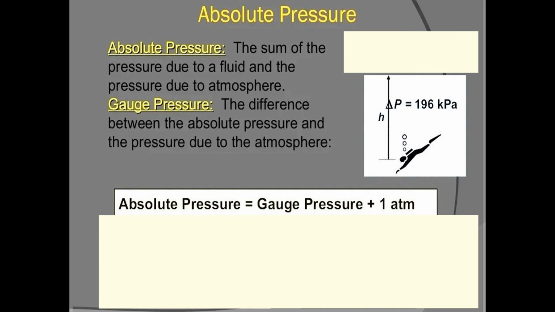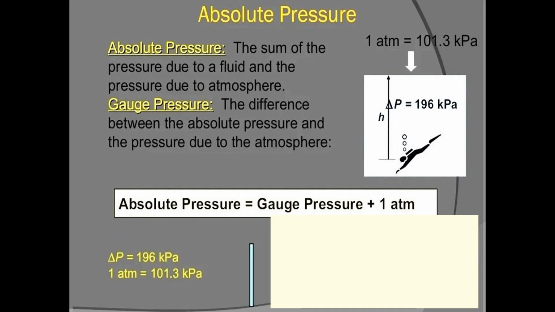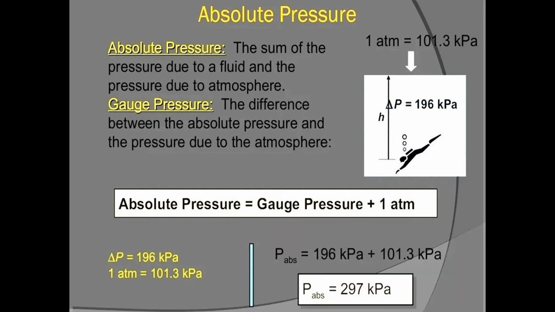If we have a diver underneath a liquid, the liquid surface is set to be 101.325 kilopascal at that level. Therefore, the change in pressure, the gauge pressure, is actually equal to 196 kilopascal. And we know that 1 atmospheric pressure is 101.325 kilopascal. We simply add that one to come up with the absolute pressure.